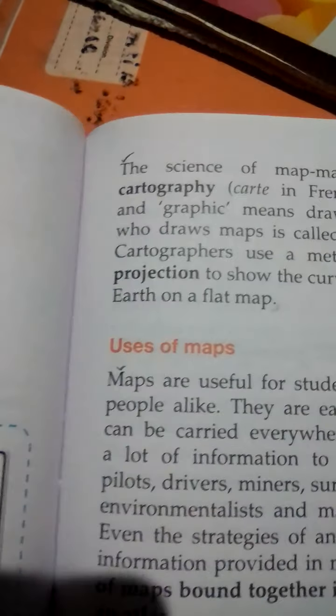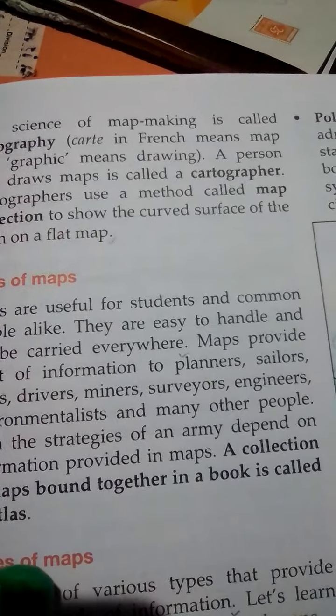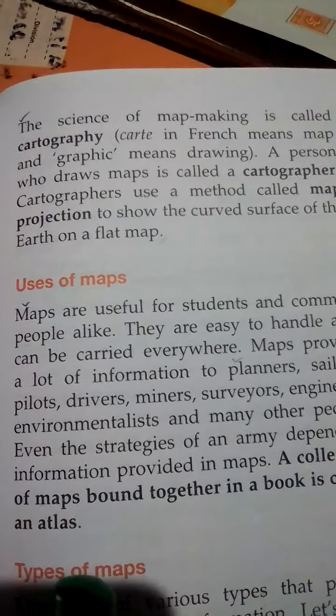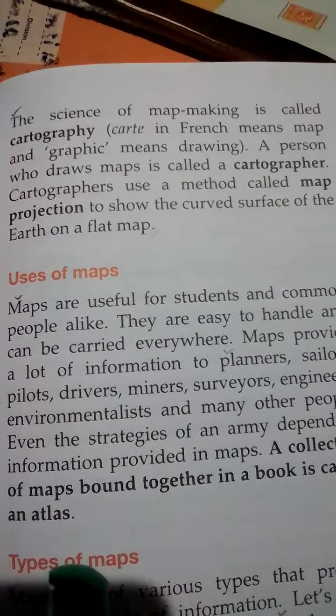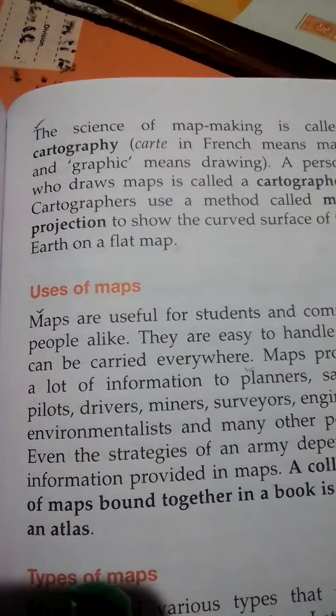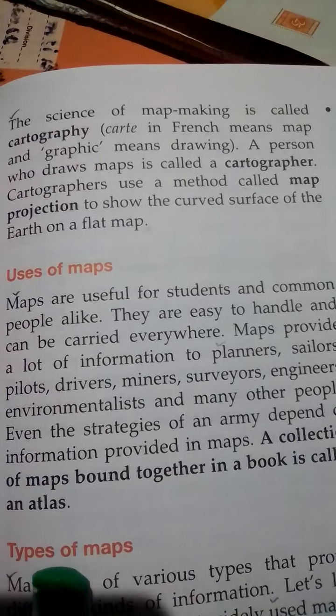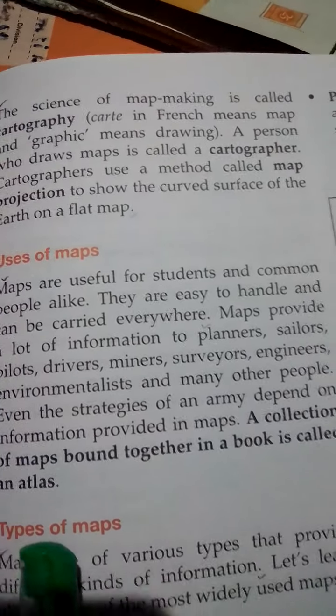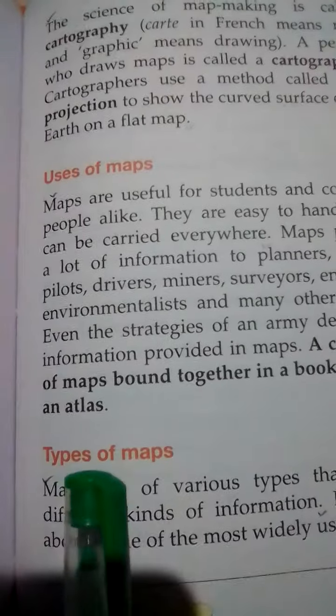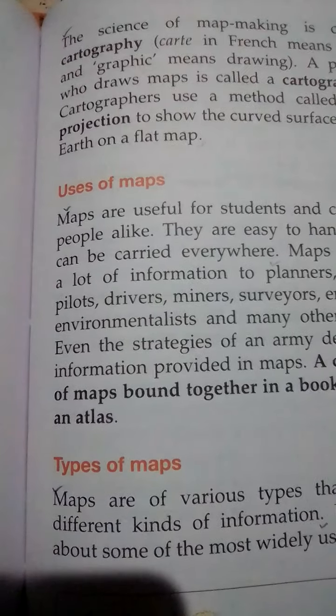Now, the science of map making is called cartography. A person who draws maps is called a cartographer. Cartographers use a method called map projection to show the curved surface of the earth on a flat map.